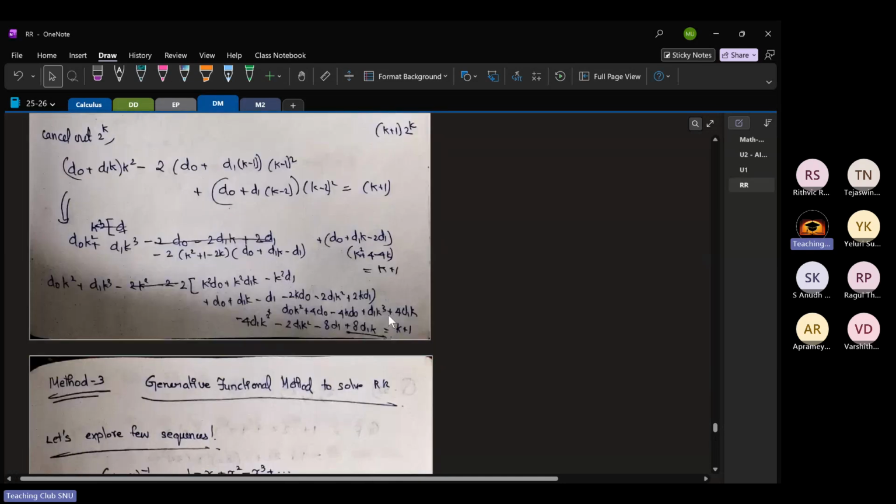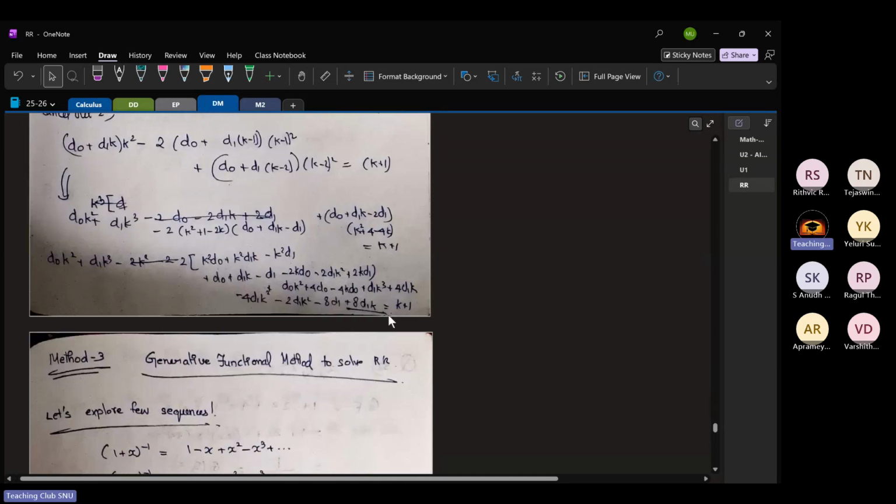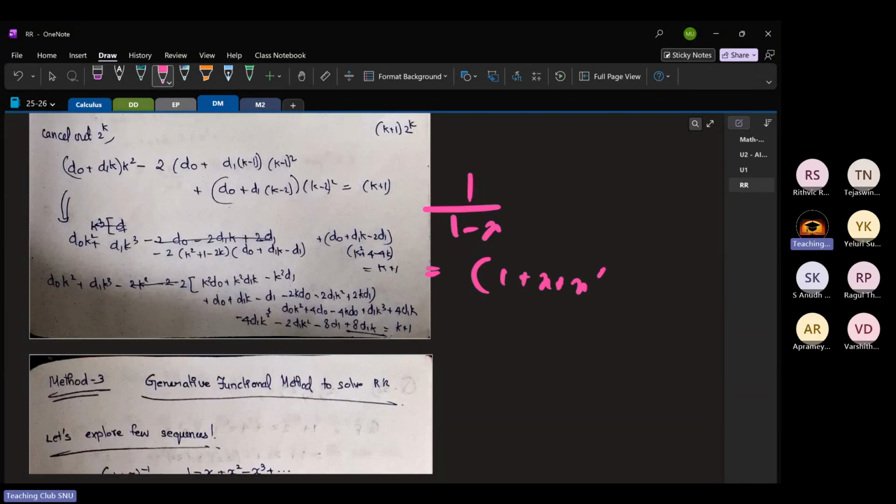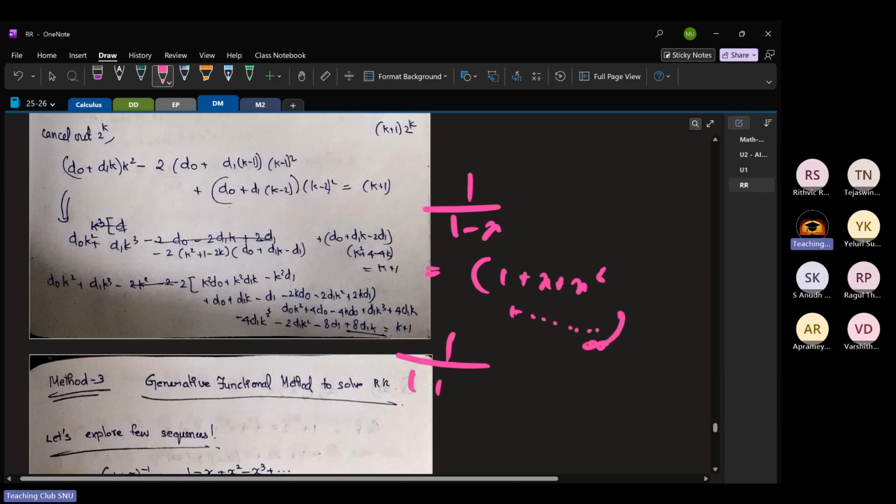Okay. So before you go to the generating function method, I want you to understand a few simple sequences. You should have learned it in the calculus course, but just reiterating it. 1 by 1 minus x is nothing but 1 plus x plus x square and so on till infinity, right? 1 by 1 plus x would be the same thing with the common ratio as minus x. So it'll be 1 minus x plus x square minus x cube and so on, right?